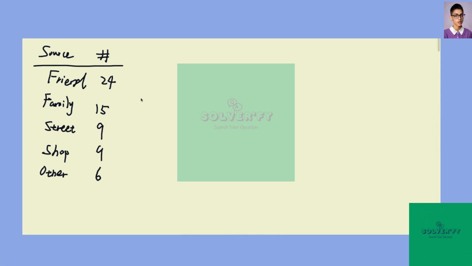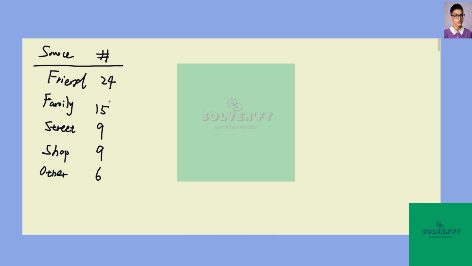Hi, this question basically asks us to draw a pie chart based on the data given, which is the sources where children get guns for committing crimes, and we have their corresponding numbers as well. For example, 24 children obtain guns from friends, whereas 9 children obtain guns from the street or from the shop, and both are 9. And here, let's move on to draw our pie chart.